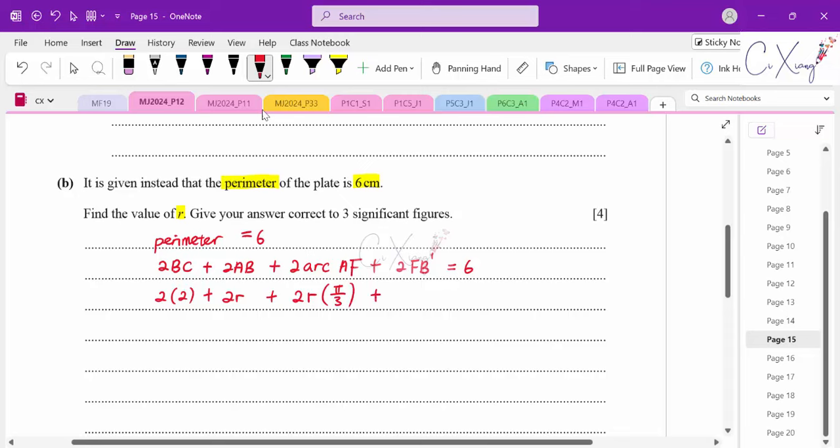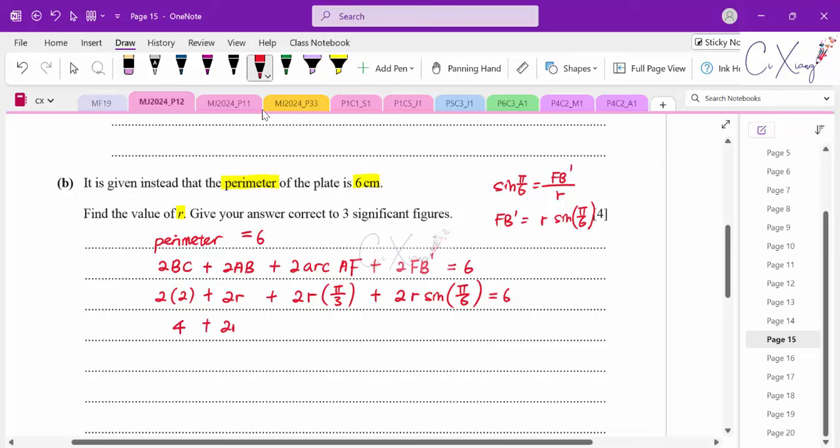And then 2 times FB prime. For FB prime, just now we know that sine pi over 6 equals FB prime over R. Therefore, your FB prime should equal R times sine pi over 6. And I cannot substitute the R with 0.4, because now I don't know the R and I want to find the R now. So I put it as R times sine pi over 6, which equals 6.